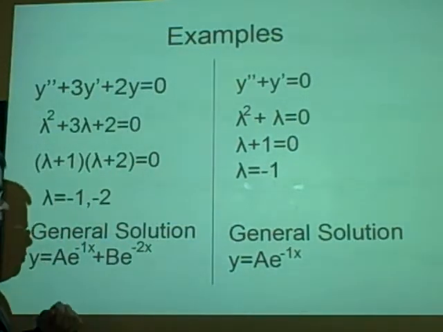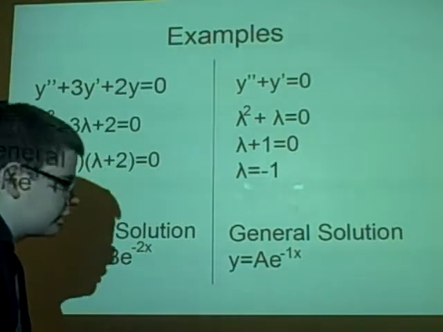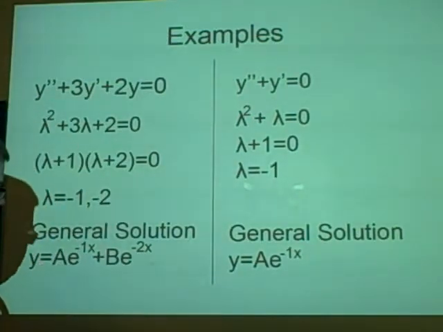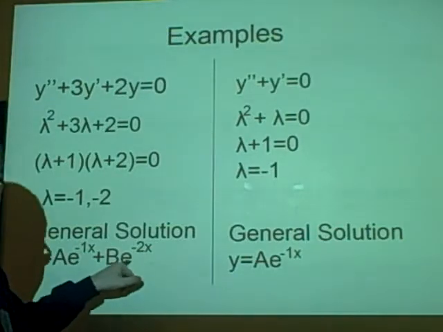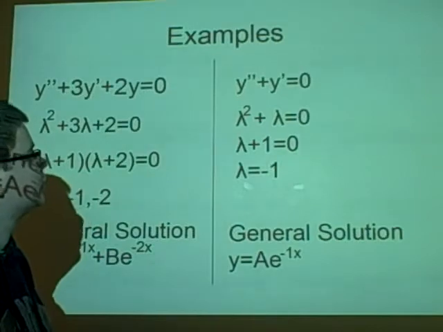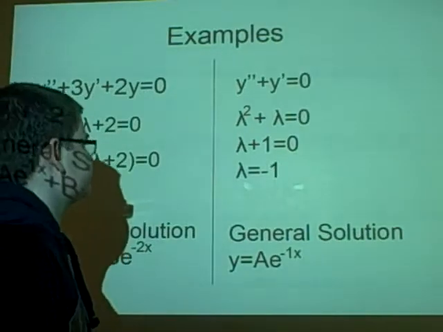So then we can use our general equation to have y equals a e to the minus 1x plus b e to the minus 2x. Perfectly simple.